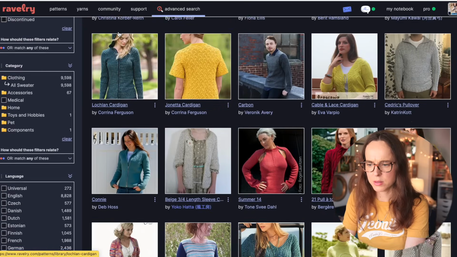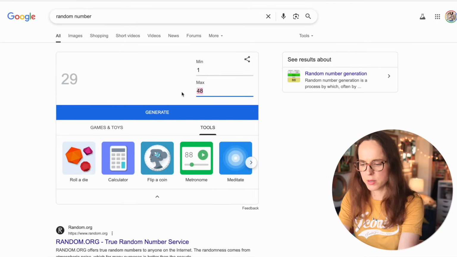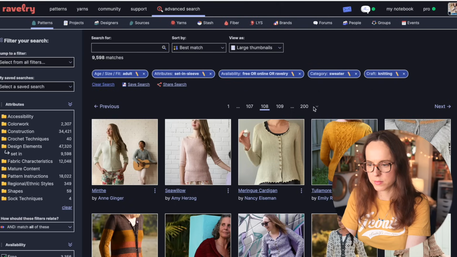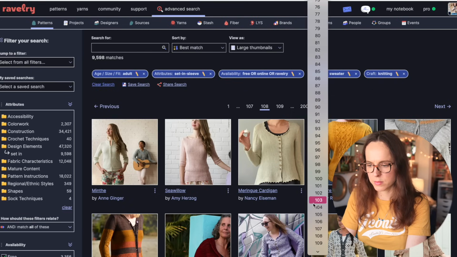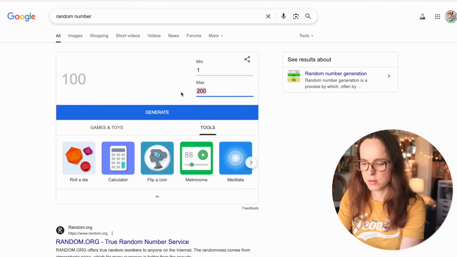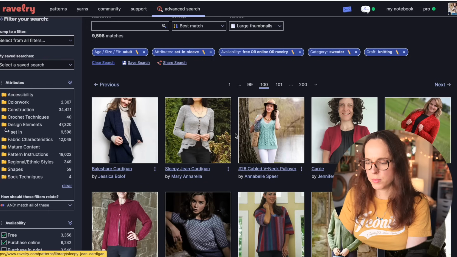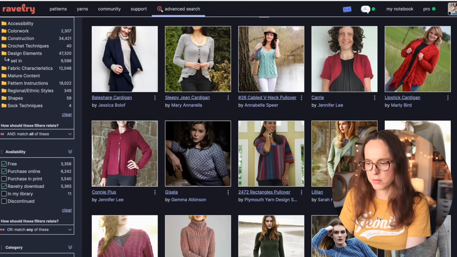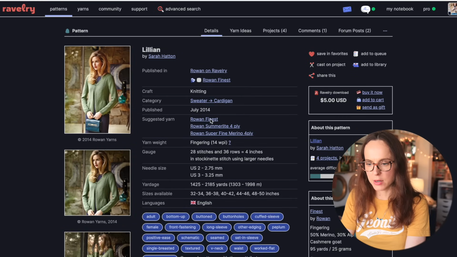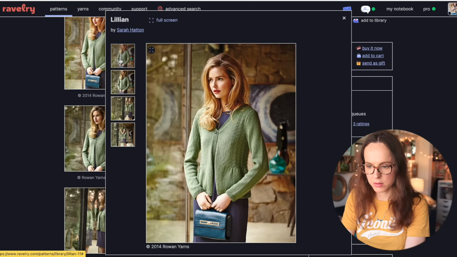Let's do another one. 1 through 200. 100, and then we have 48 results. Result 9, 5, 9. Oh, this looks lovely. This is Lillian by Sarah Hatton. This is a $5 pattern, and it looks lovely.